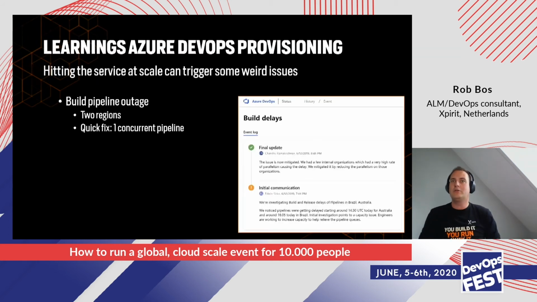What you then start to learn, if you're using a SaaS platform like that, and you start hitting it at this scale as we were doing, you hit some weird things. For example, we caused 2 different pipeline outages in 2 different regions, because we were starting 200 builds in a specific organization that was linked to the region, and we brought it down, and Microsoft even had to acknowledge that on the status page.